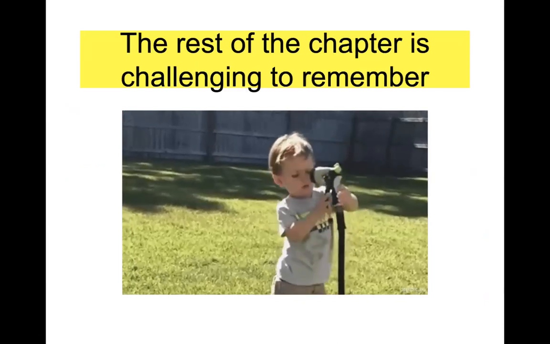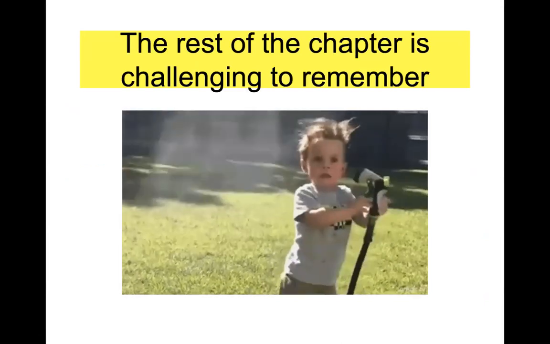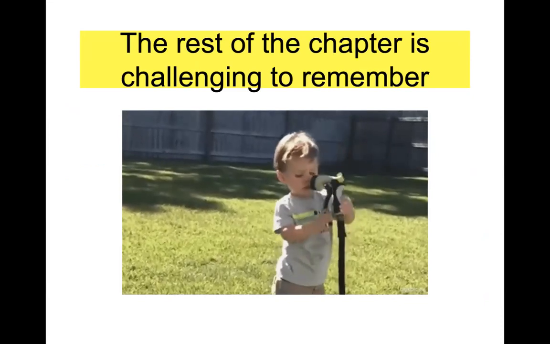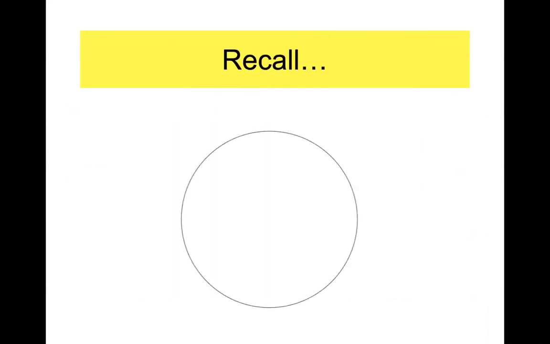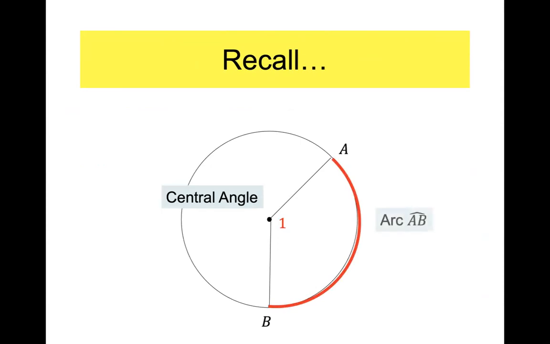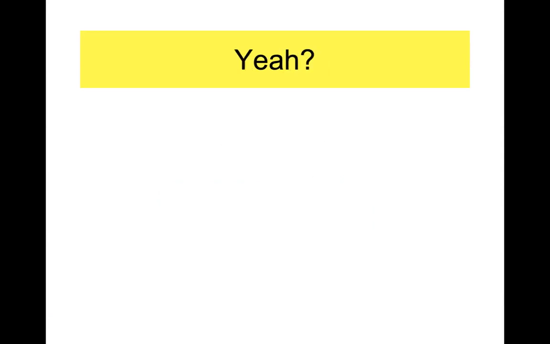All right, remember the rest of the chapter is kind of like that. It's a lot coming at you. So recall that we've been dealing with circles, and if I make an angle coming from the center of a circle, it makes an arc AB here, and angle 1's relationship to arc AB is that they're both equal. The central angle 1 is equal in degrees to the arc AB. They're one and the same.